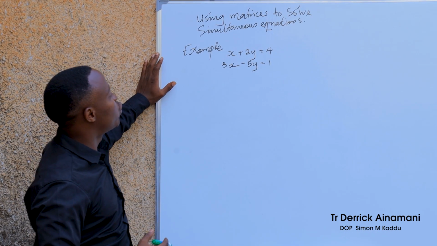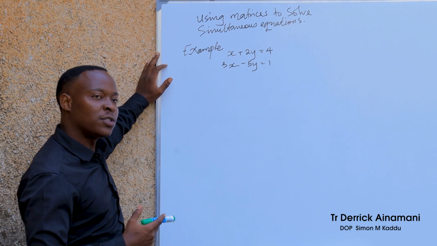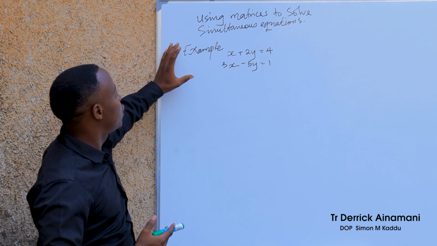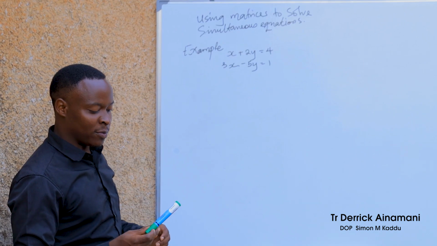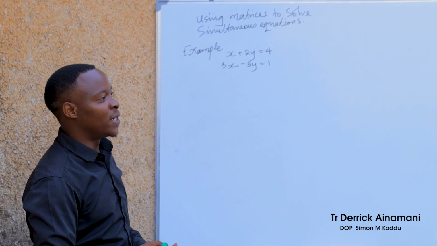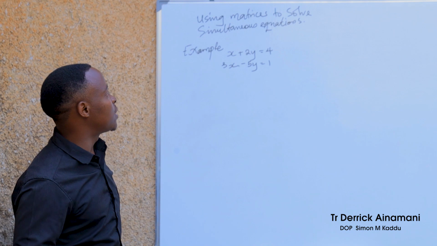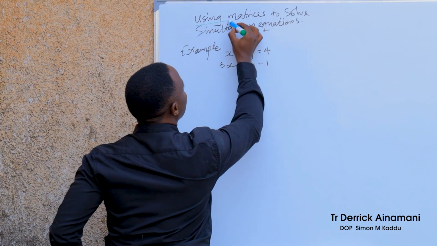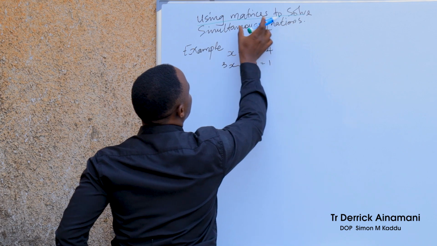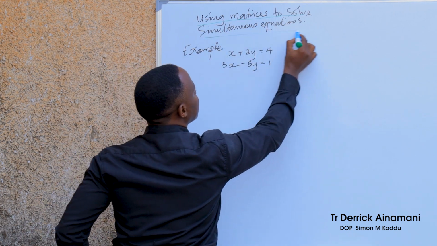Let's try to do some applications. You see, matrices can also be used to solve simultaneous equations. Those of you who have covered simultaneous equations, I'm sure this method was given to you. For those who missed the lessons, here is an easy way. So we are using matrices to solve simultaneous equations.